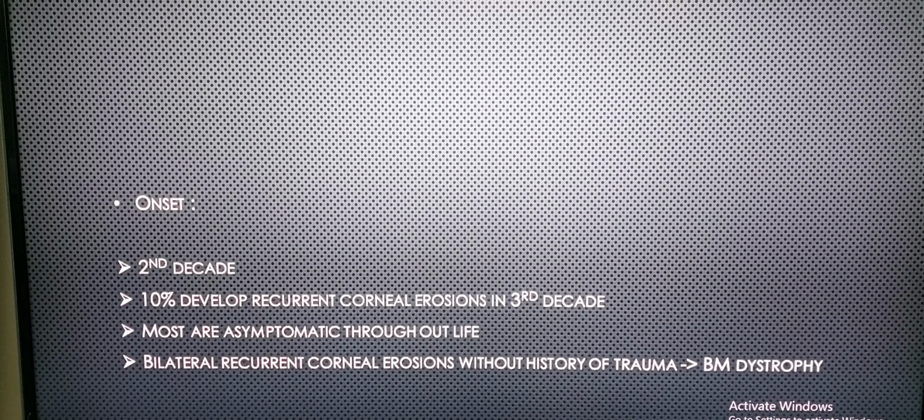Onset is usually in the second decade of life, and 10% develop recurrent corneal erosions in the third decade. Most are asymptomatic throughout their life. If there are bilateral recurrent corneal erosions without any history of trauma, we should always look for any basement membrane dystrophy.